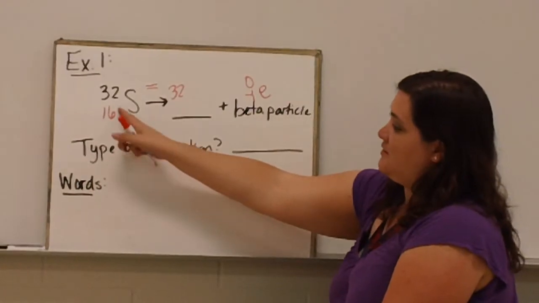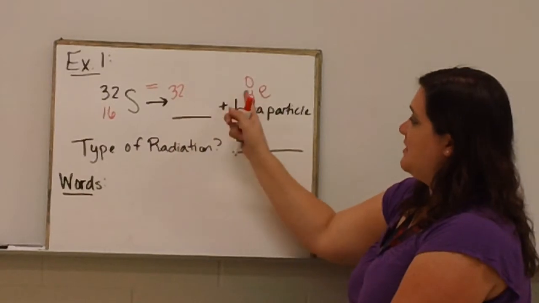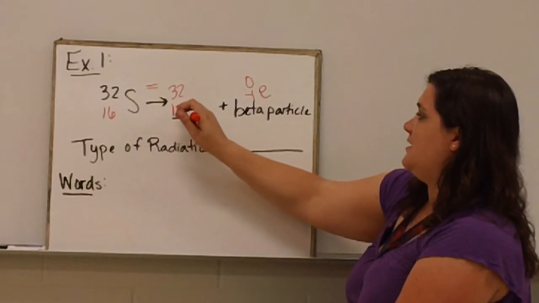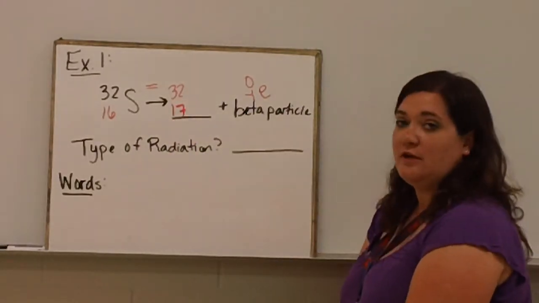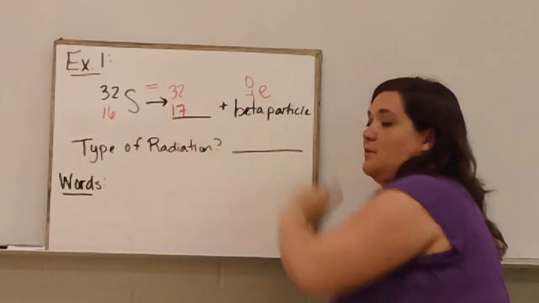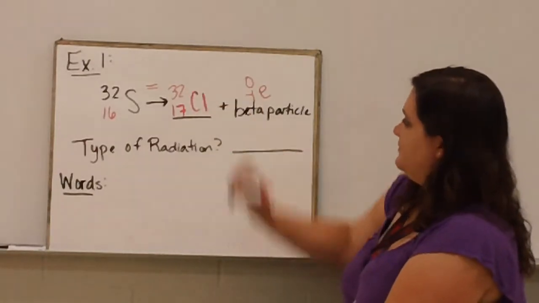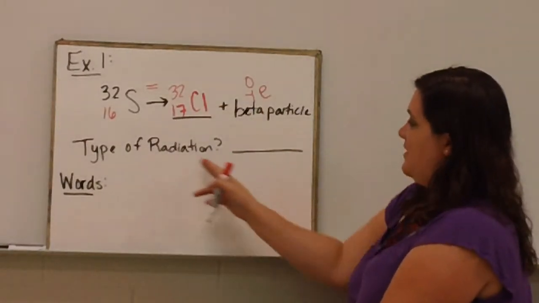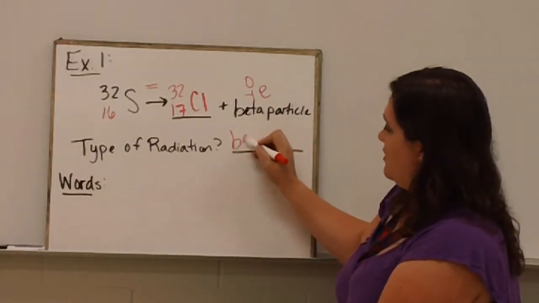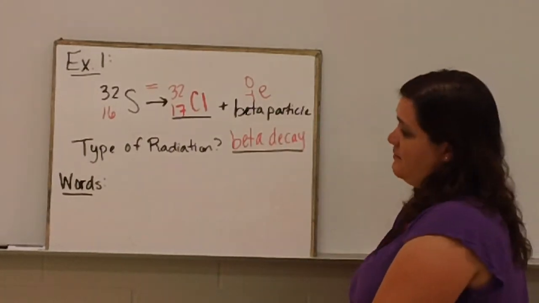Sulfur has a nuclear charge of 16. And so the missing particle plus a negative 1 has to be equal to 16. So that's got to be a 17. And then we look at the atomic number, the nuclear charge, to determine what the element is. What element has 17 protons? That's chlorine. What type of radiation is this? Well, a beta particle was emitted, and so that's going to be called beta decay. You could also write it as beta emission.